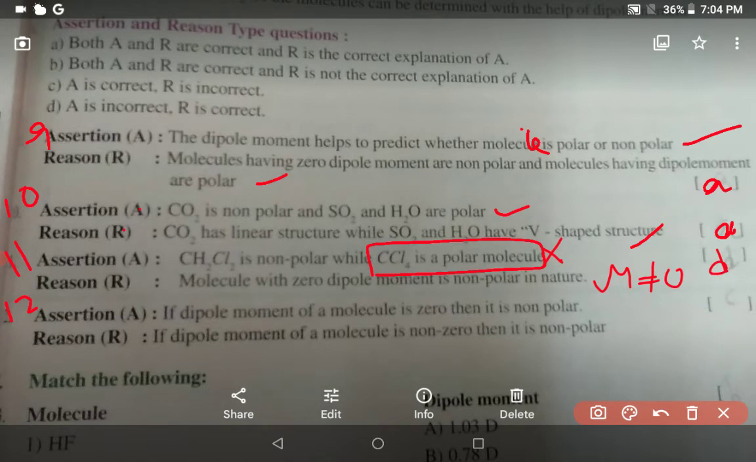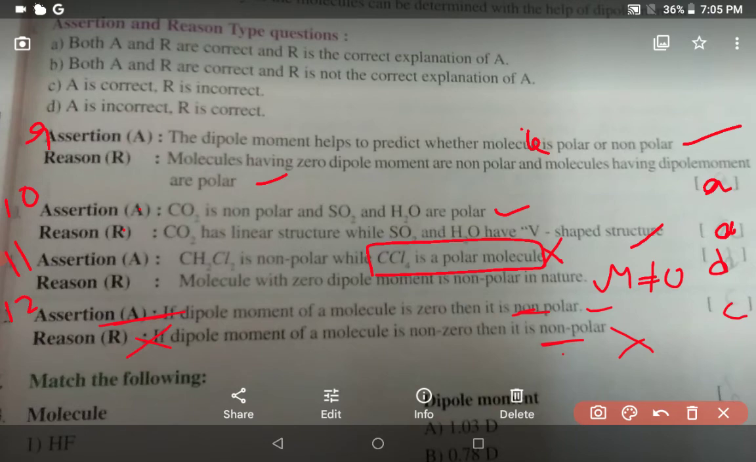Next, the 12th question, assertion A: if the dipole moment of a molecule is zero, then it is non-polar. Just now in the reason part we discussed that, and now it is saying it again, so it is correct only. When the dipole moment is zero, that is non-polar. Sorry, getting confused with it. Reason: if the dipole moment of a molecule is non-zero, then it is called non-polar. Again, this one is wrong, but the assertion is right. Because it is non-zero, it should be polar, but the reason says non-polar. So option C. That means A is correct only, R is wrong.